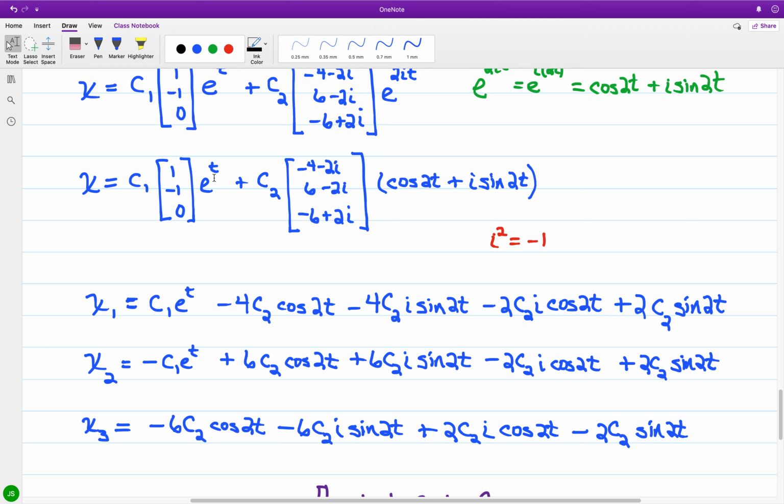Once we cross over, for x of 1, taking the top layers, we have c of 1 e to the t, and we have minus 4c2 cosine of 2t, minus 4c2 i sine of 2t, and then working with -2i, we have -2c2i cosine of 2t, and we're going to have -2c2i squared, and -2 times i squared, which is -1, comes out to a positive 2 c2 sine of 2t. And just taking what we have for the middle and lower layers.